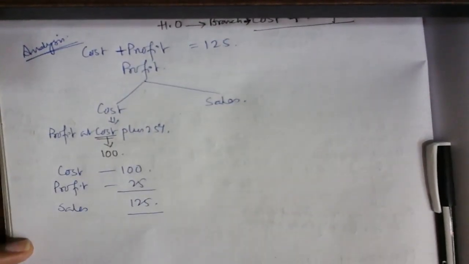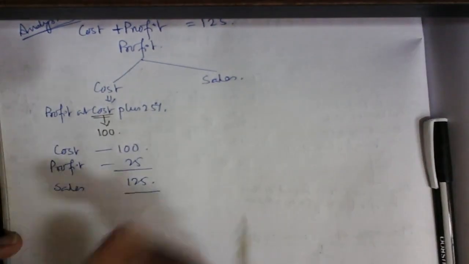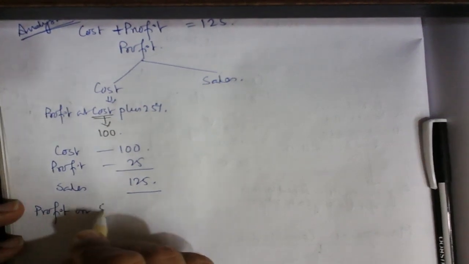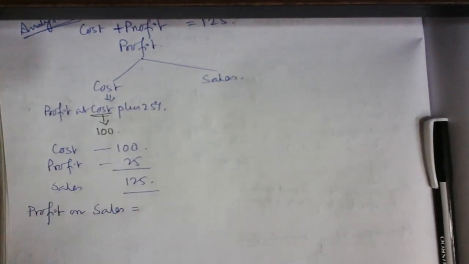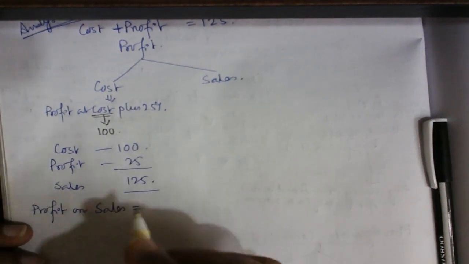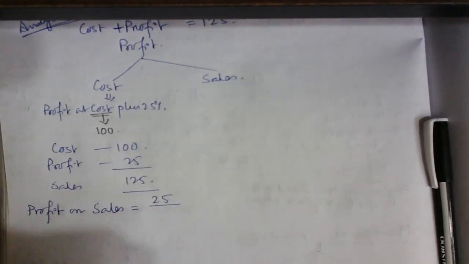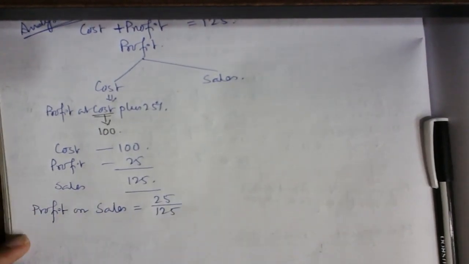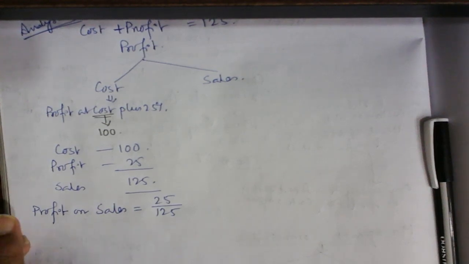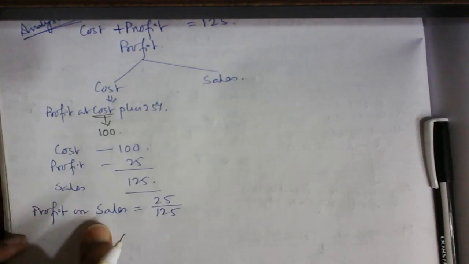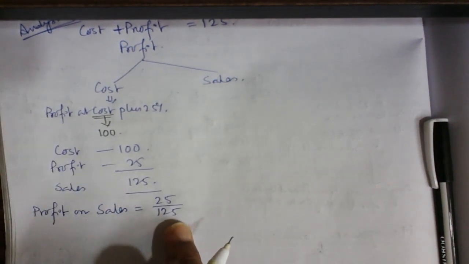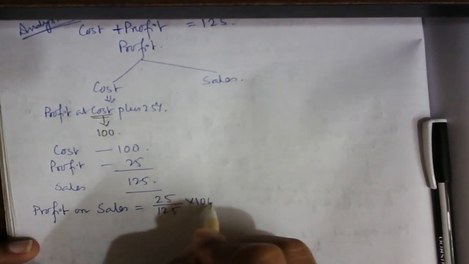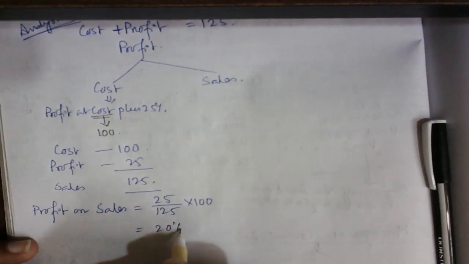Now if someone asks what is the profit on sales, what will be the calculation? My profit is placed in the numerator, and my sales, 125, is the denominator. Because it says profit on sales, we need to calculate the percentage of profit based on sales. So sales is the basic parameter, profit is in the numerator and sales in the denominator, multiplied by 100. So now just see, it is 20%.